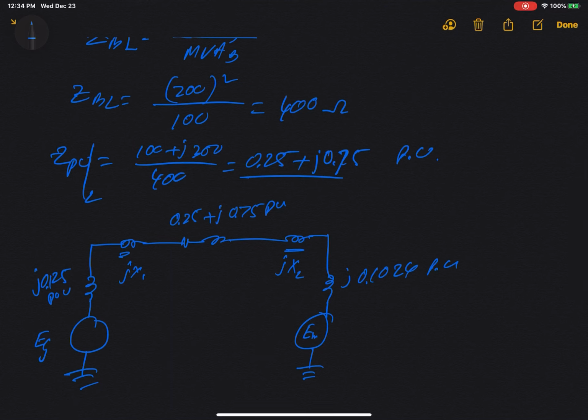We're going to do another example in the class, and we'll do all the voltage and current calculations for the per unit system too.